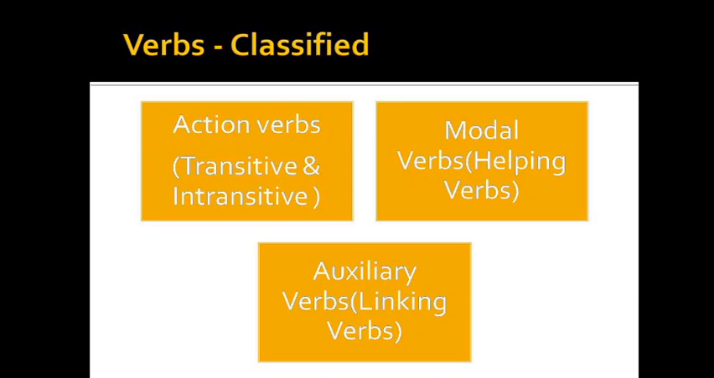This is transitive verb. On the other hand, we have another sentence. He laughed heartily. So here we don't have any object. So such verbs are intransitive verbs. And then we have the modal verbs, which are also called as the helping verbs. The third type of verbs or auxiliary verbs are also called as linking verbs.